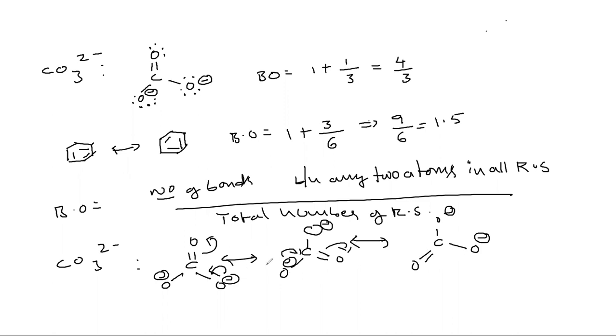In these possible resonating structures, we look at the bonds between any two atoms. So now we have to calculate the bond order between carbon and oxygen. Sum all the bonds between carbon and oxygen: 2 plus 1 plus 1. So the total number of bonds is 4, and the total number of resonating structures is 3. So we get the same thing as we got here.